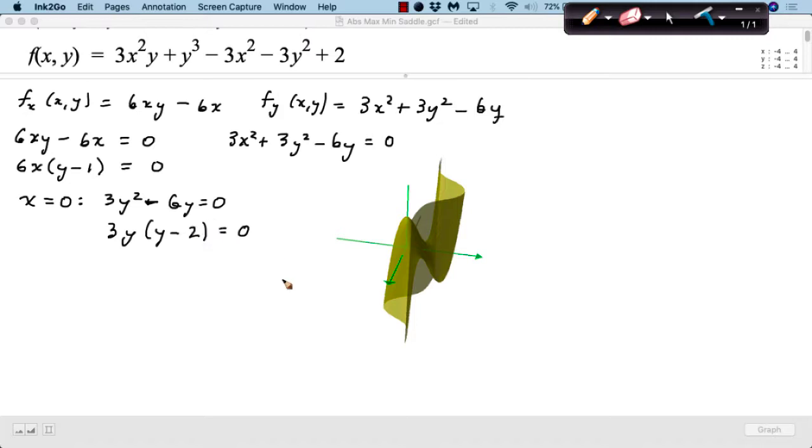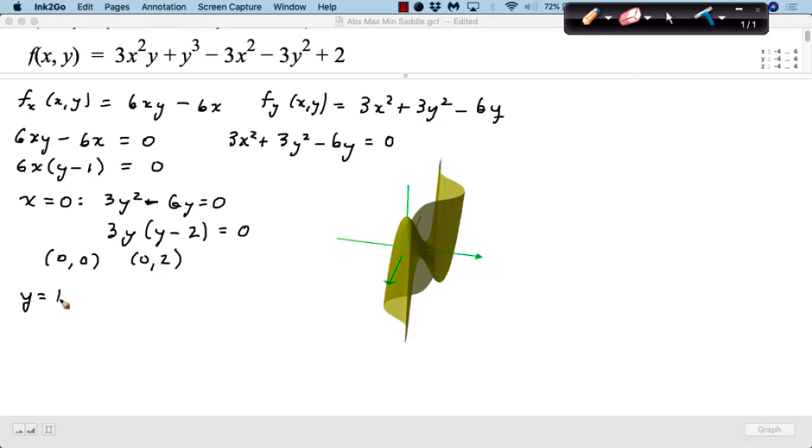Again, we need all ordered pairs that make both of those equations equal to 0. So what did we just find? 0, 0 or 0, 2. Both those ordered pairs will make both equations 0. But then, from that first one, we also said that y could be 1.